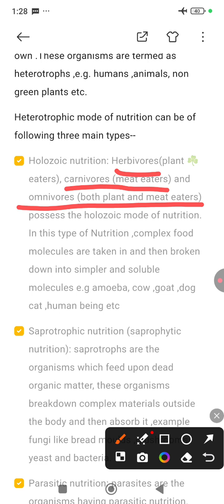So what happens in the holozoic mode of nutrition? In this type of nutrition, complex food molecules are taken in and then broken down into simpler and soluble molecules. These are known as the holozoic type of nutrition.